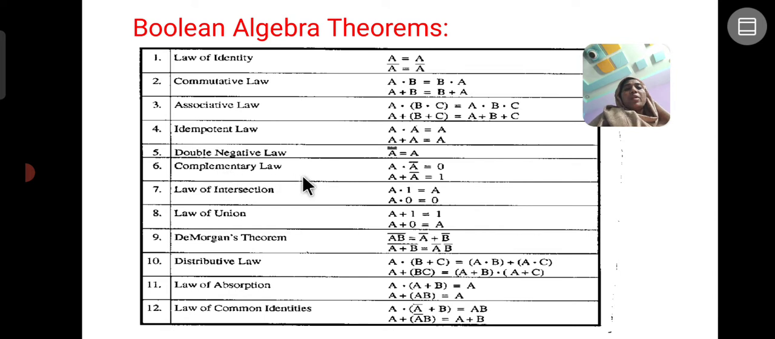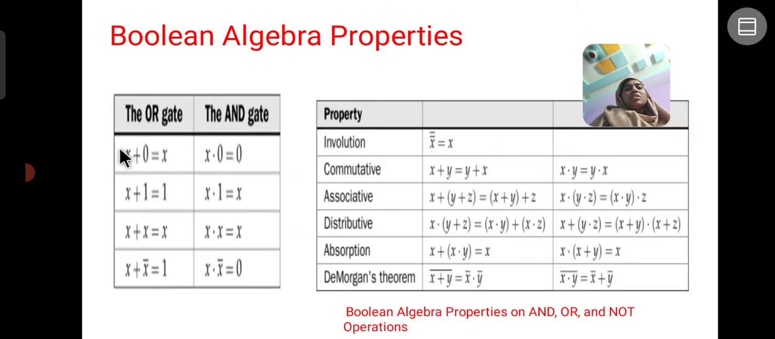So next is the complementary law. A dot A bar equal to 0, A plus A bar equivalent to 1. So these are some of the rules of Boolean algebra theorems. The theorems are x plus 0 equal to x, x plus 1 equal to 1, x plus x equal to x, x plus x bar equal to 1. So all these rules are called OR gate rules.